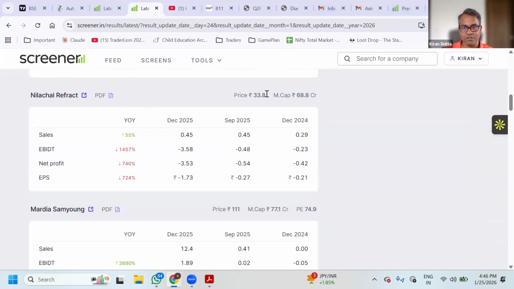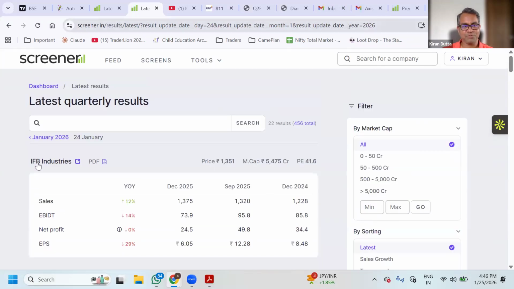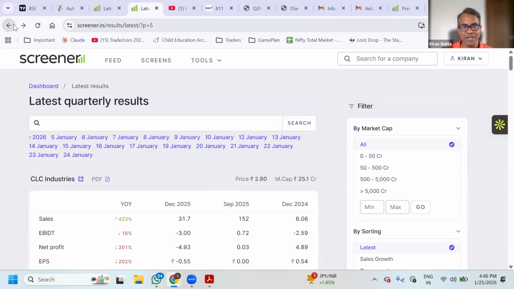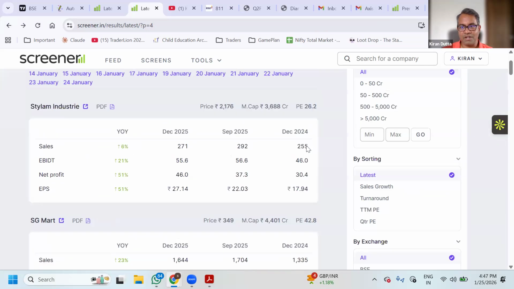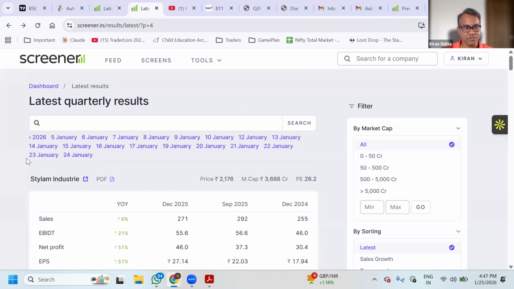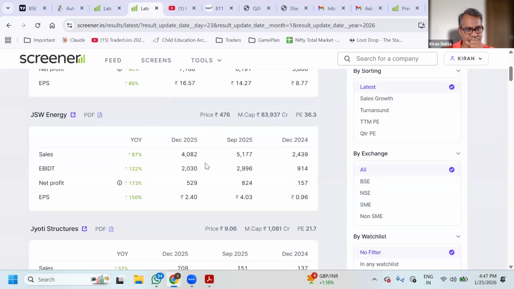Okay, anyway. Let me go through this one more time. Sorry, I'll actually show you Credit Access Grameen also. Credit Access Grameen is 23rd and 1 second.